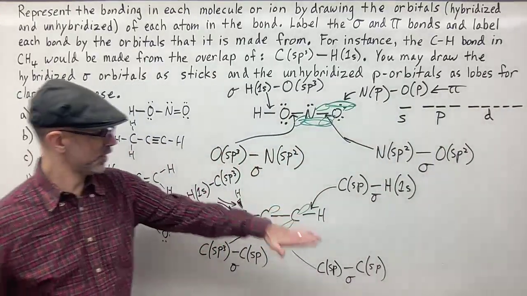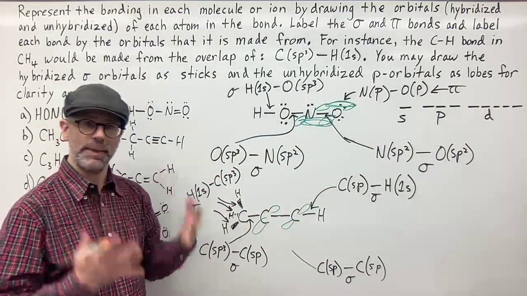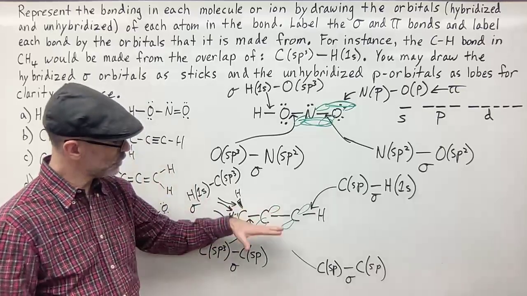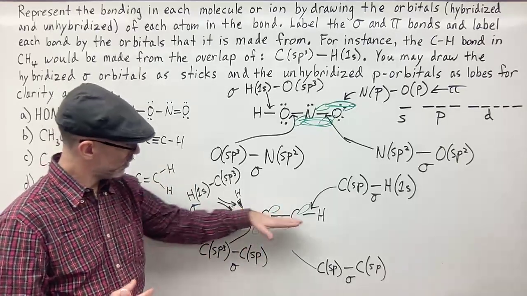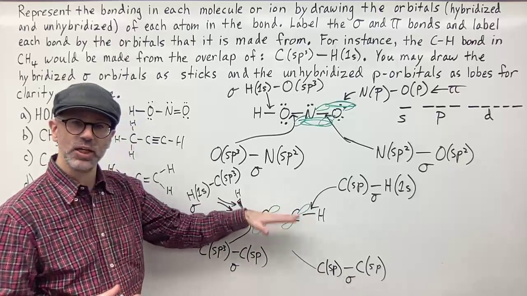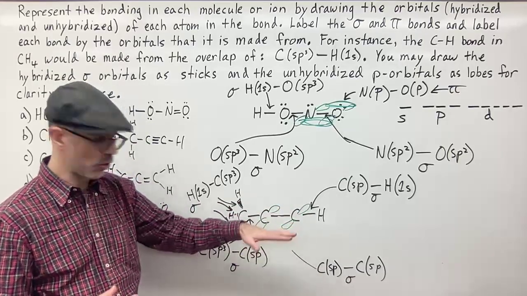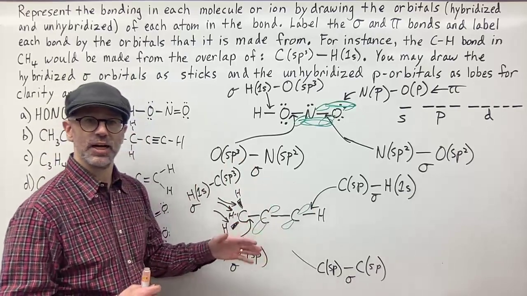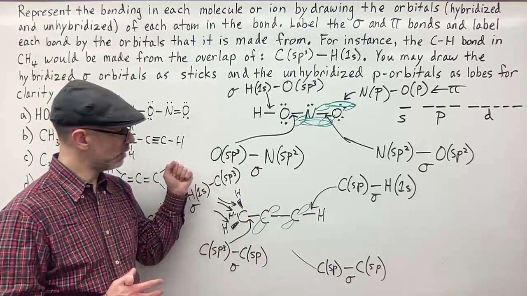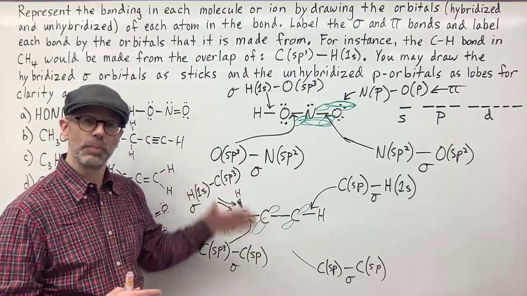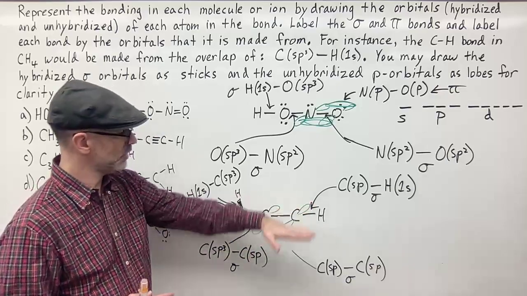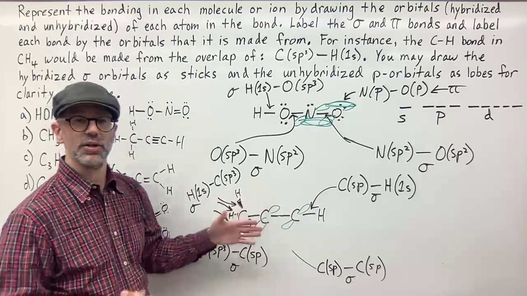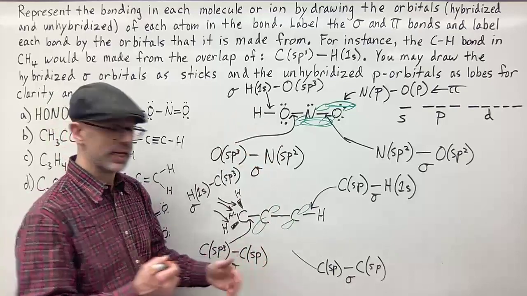So this is perpendicular to the board, right? If you can imagine or visualize that, these green lobes are coming in and out of the board, perpendicular to the board. And then the other set of unhybridized p orbitals are going to be perpendicular to this. So if this is perpendicular to the board, then the other set is going to be in the board.